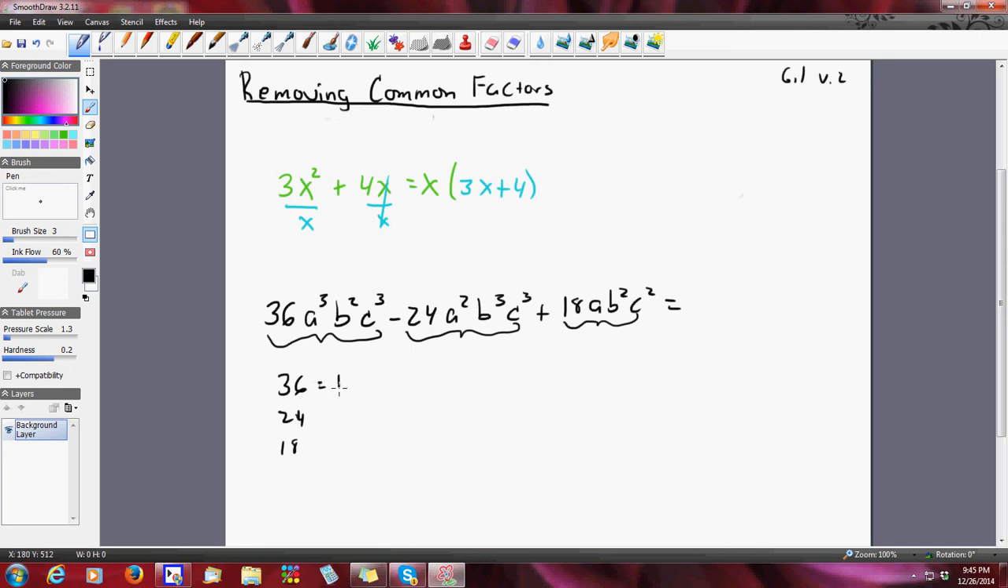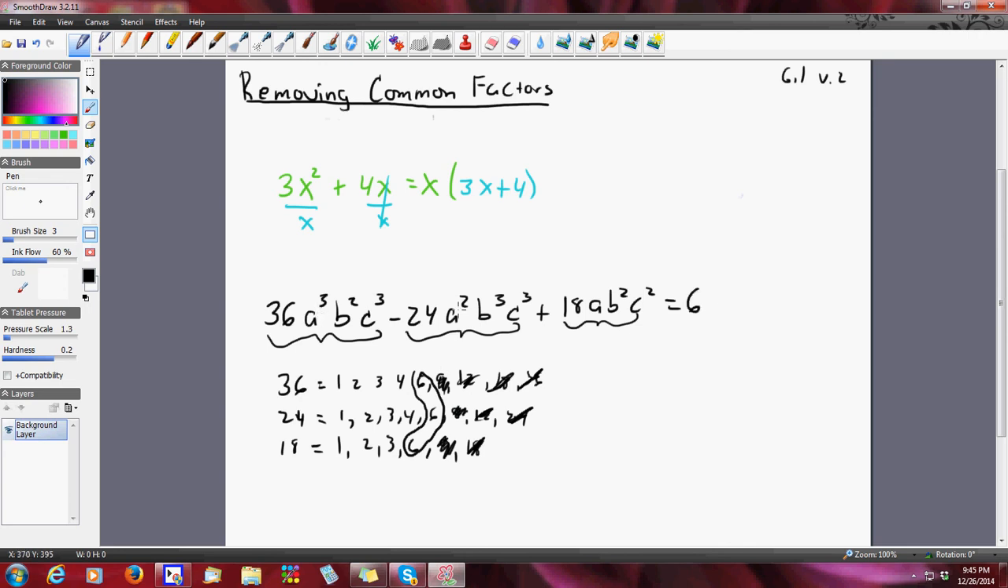36 has factors 1, 2, 3, 4, 6, 9, 12, 18, 36. 24 has 1, 2, 3, 4, 6, 8, 12, and 24. And 18 has 1, 2, 3, 6, 9, 18. I like working backwards. 36 and 24 can't work, since 24 doesn't have an 18. Nor does it have a 9. But look at this: I'm able to remove 6 from all of them.